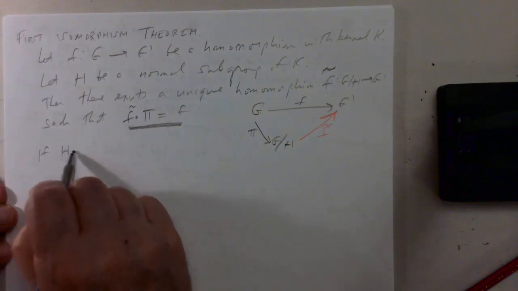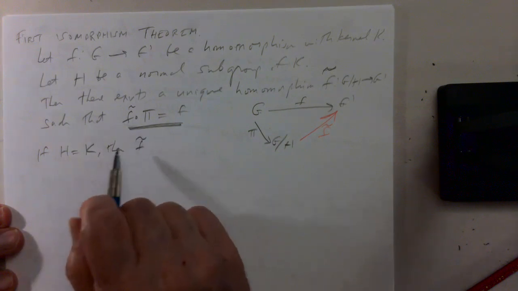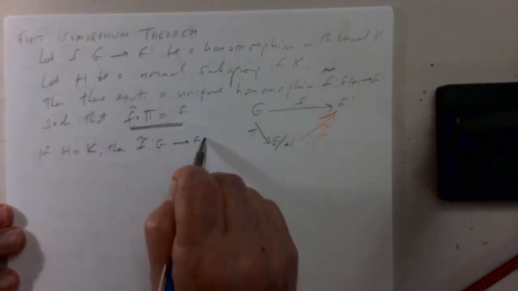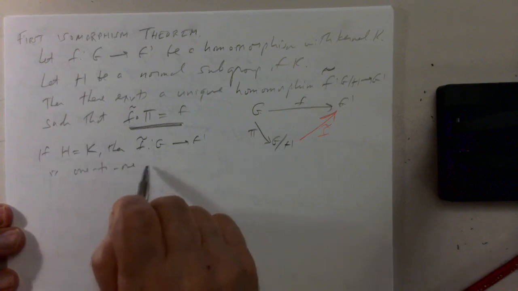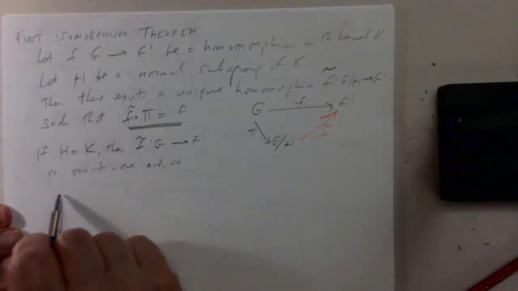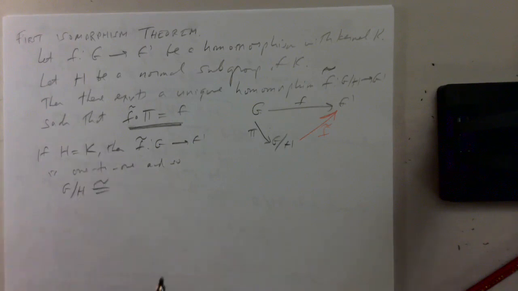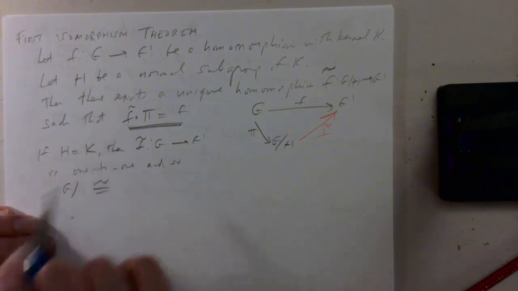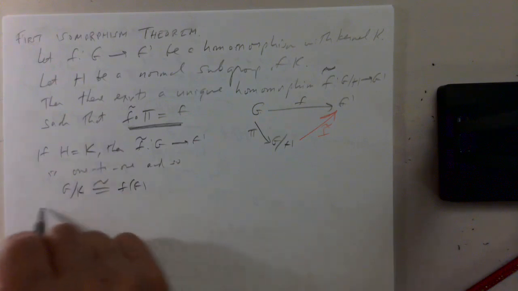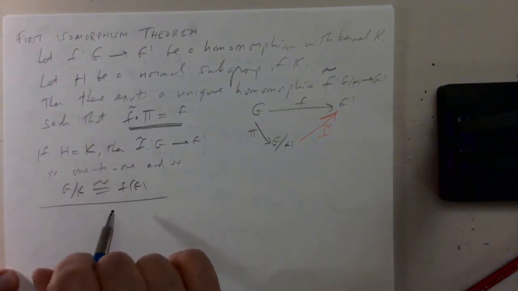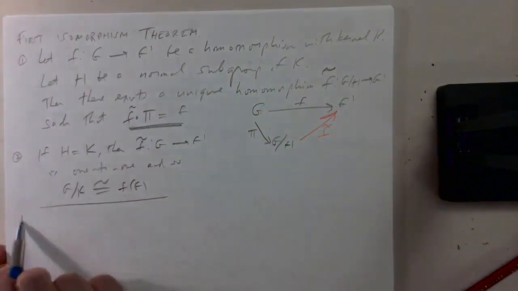And if, in fact, H is the whole kernel, then this function f tilde from G mod H to G prime is 1 to 1. And so G mod H, G mod K, is isomorphic to the image of G under f. I'll explain that again in a bit more when I get to it. So this is the main statement. This is really kind of a corollary.